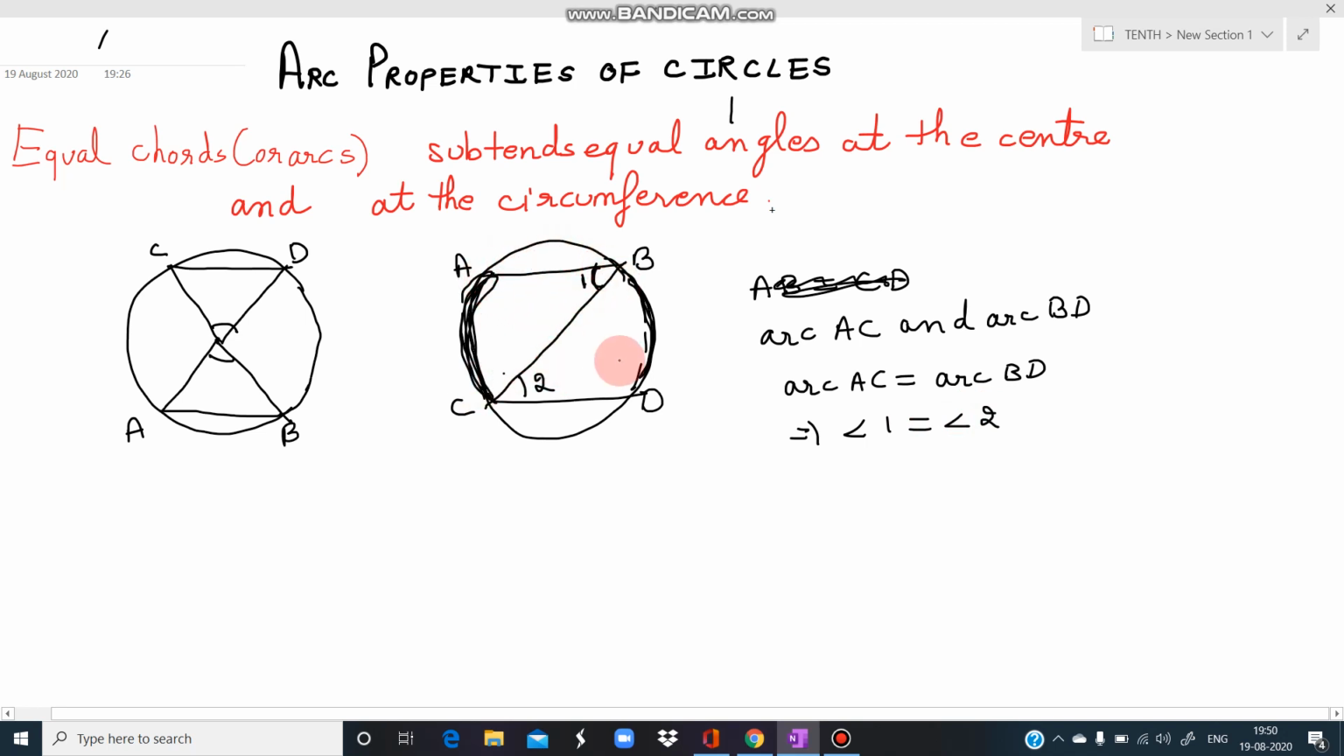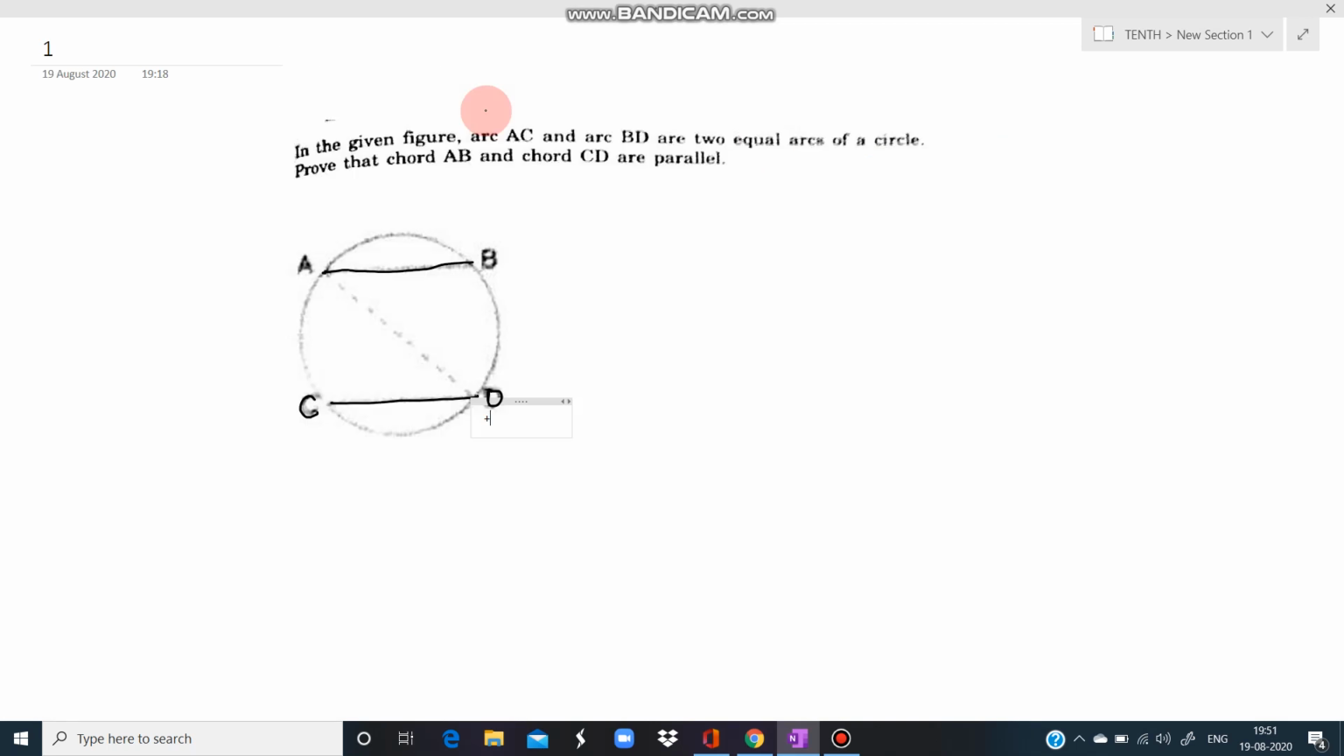So this is the result. If we make chords here, chord AC and chord BD, so if chords are equal they will subtend equal angles at the circumference. Now we will see how we are going to use them in our exercise. Equal chords or equal arcs, they will always subtend equal angles at the center. They will subtend equal angles at the circumference.